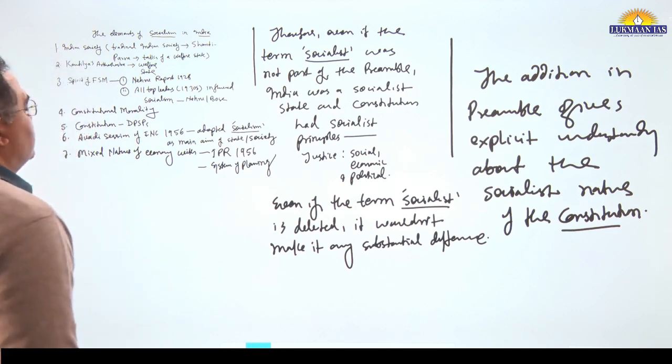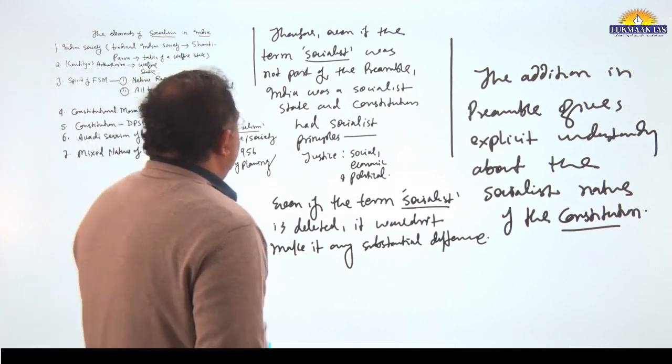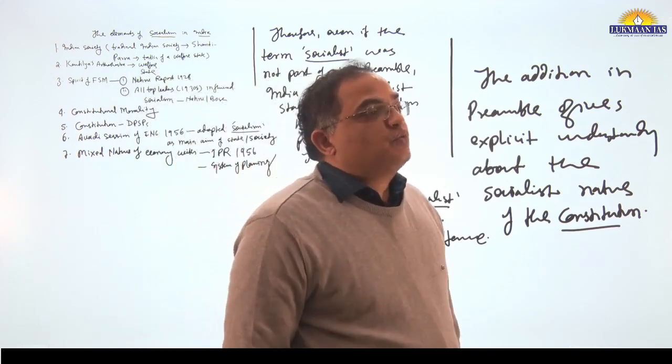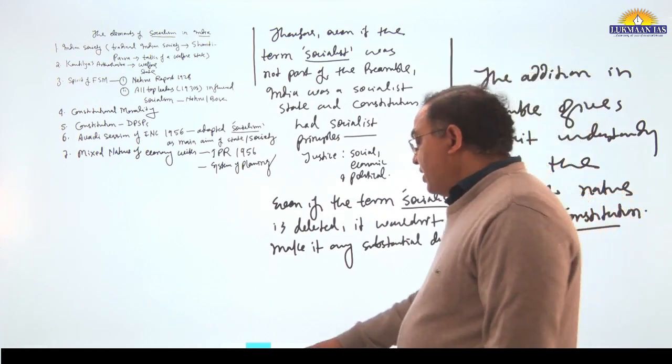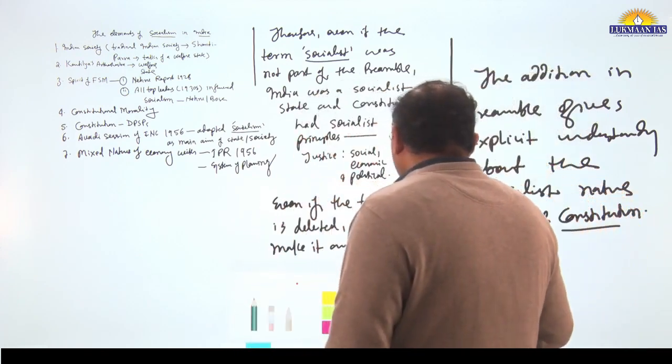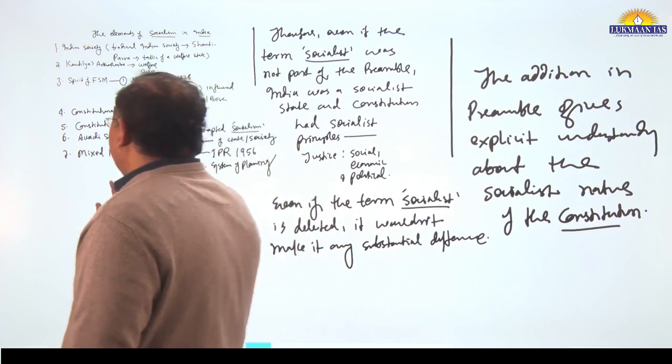It makes the economy's nature, which we have adopted through the Industrial Policy Resolution. So the Industrial Policy Resolution is why we say socialistic pattern of economy. After all, that is why we say ours is a socialistic pattern of economy.